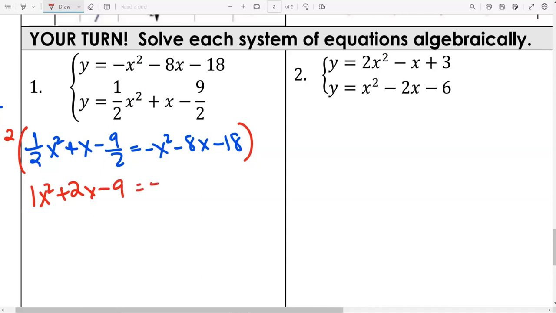My other side is negative 2x squared. 2 times negative 8 is negative 16. 2 times negative 18 is negative 36. Like that. What's up? Because that is the denominator of my fractions. And that's what would help us get rid of them. Good question.